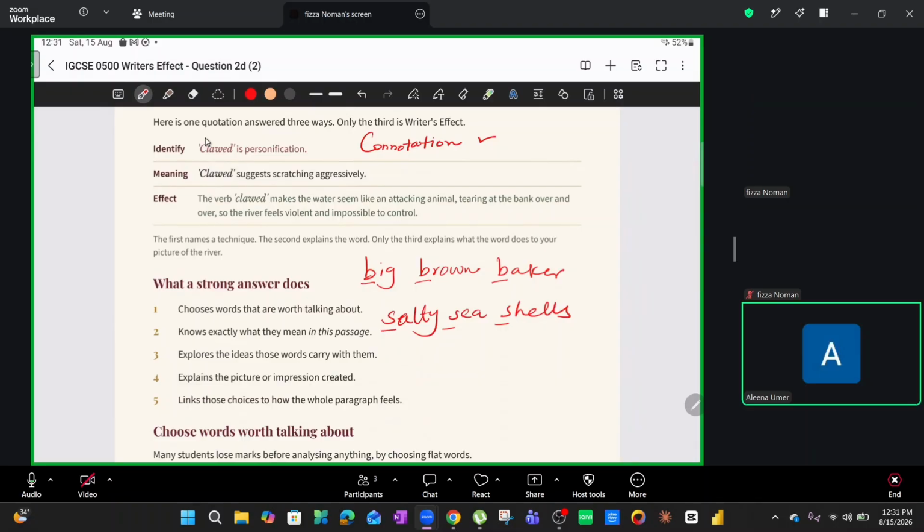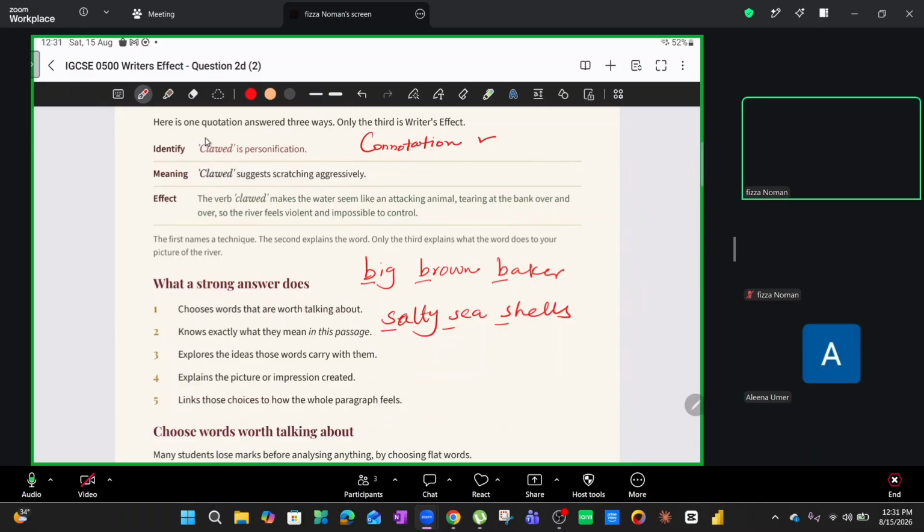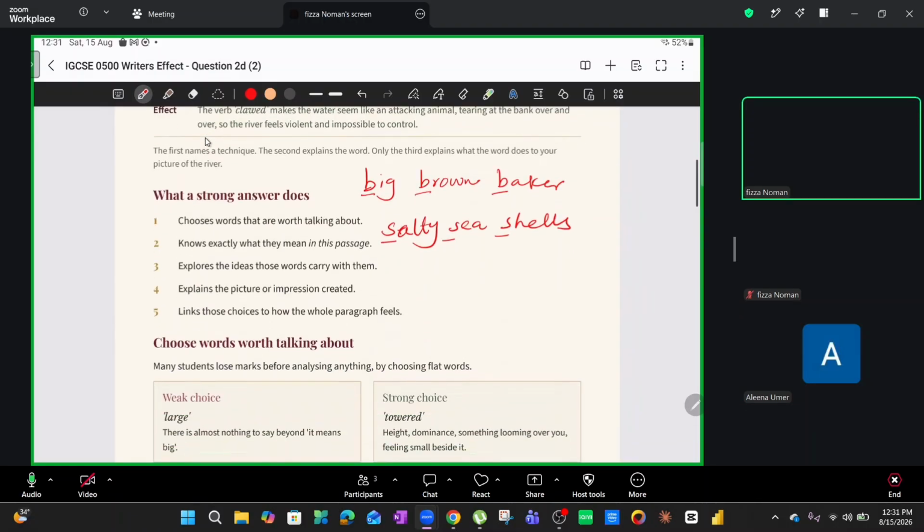Yes. What a strong answer does: you choose words that are worth talking about. Number one, words that are creating a certain meaning in the paragraph. All right, that's important to understand. Not each and every word deserves your attention. The question will define it for you, Alina. What exactly does it want you to fixate upon? Exactly like how you work on your summary question. The summary guiding question is defined for you, and you only fixate on those points from the passage. Isn't that the case?